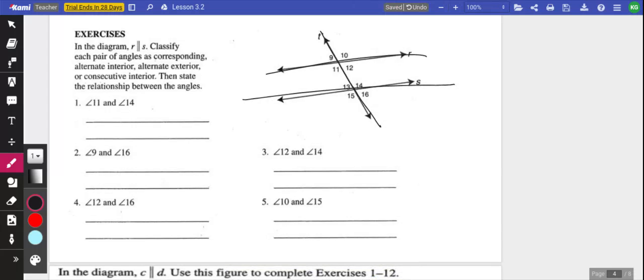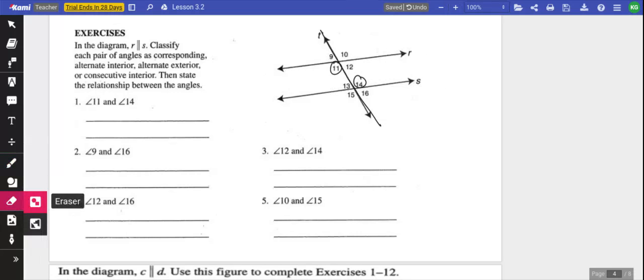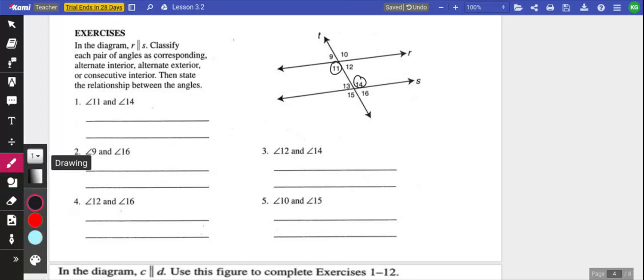So we look at angle 11 and angle 14 for part 1, and I notice that they are both on the inside of my parallel lines. However, they are on opposite sides of my transversal. So that is called alternate interior angles, and we can shorten it to AIA.